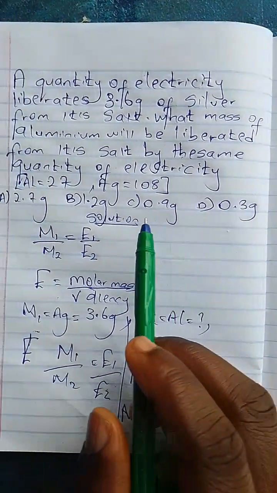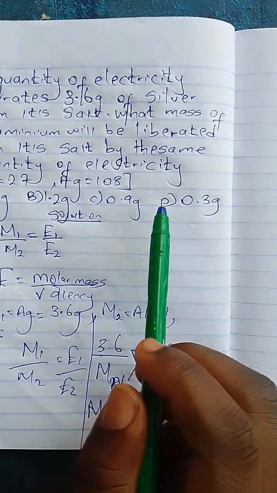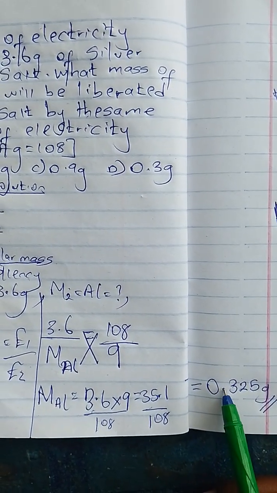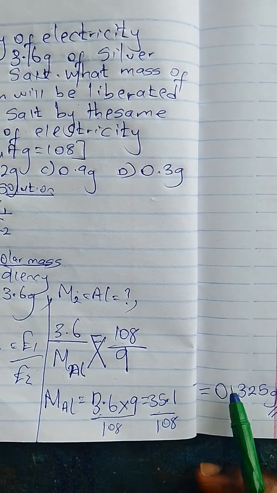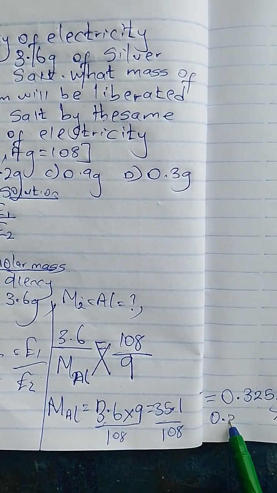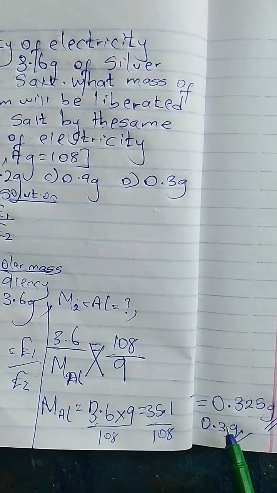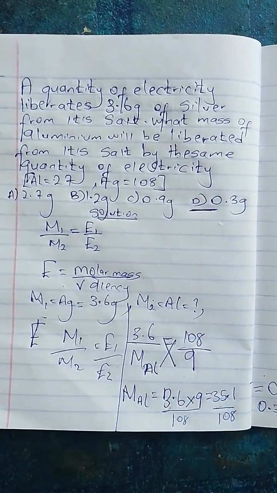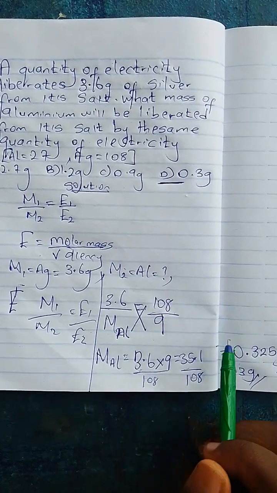So which of these corresponds? We have 2.0, 1.2, 0.9, and 0.3. Now you can see that the others cannot ever approximate. So in this case, to one decimal place, we have something like 0.3 grams, which is option D. This is the simplest way of answering this question. So our final answer is 0.3 grams.